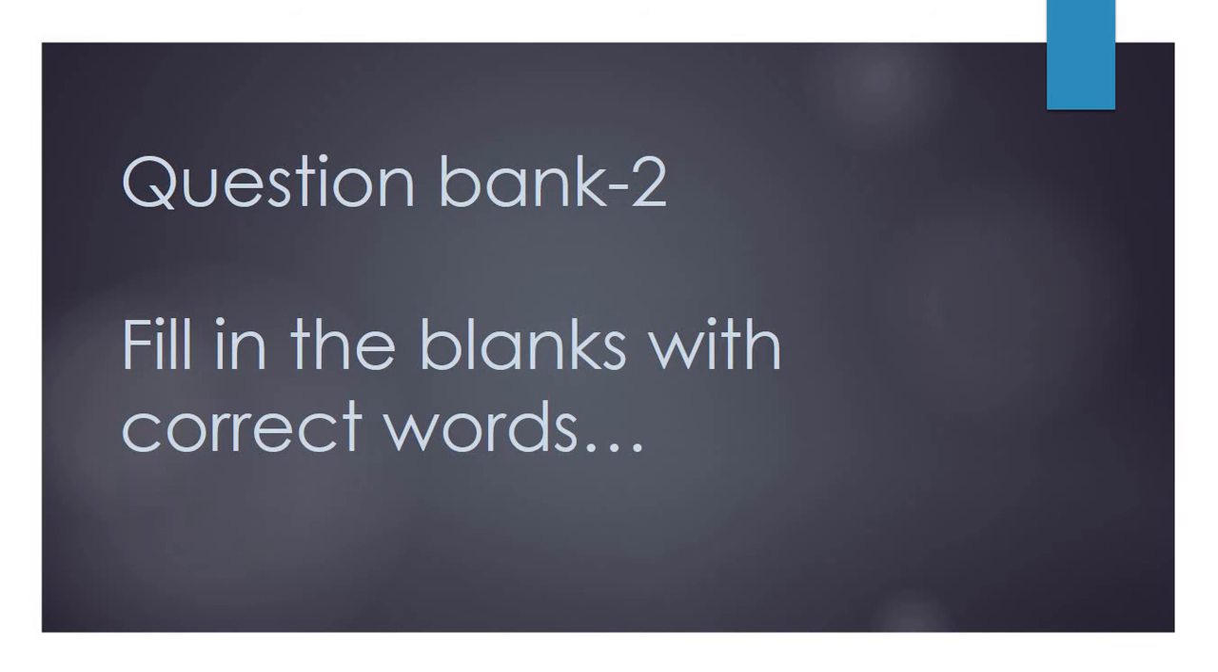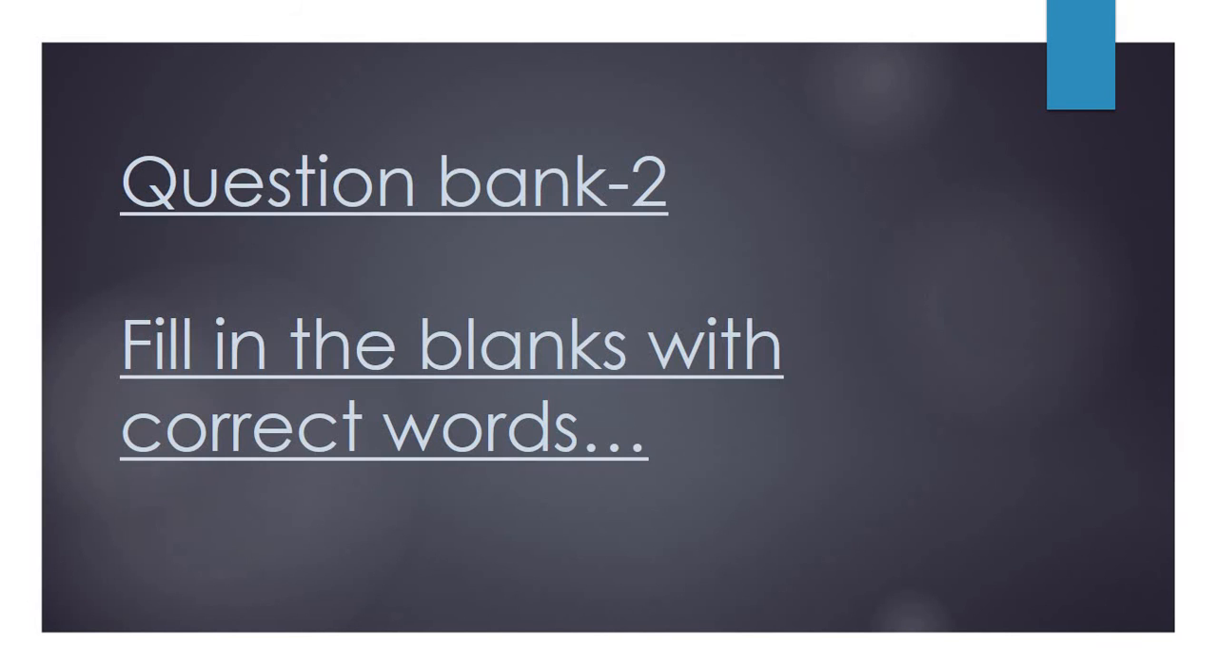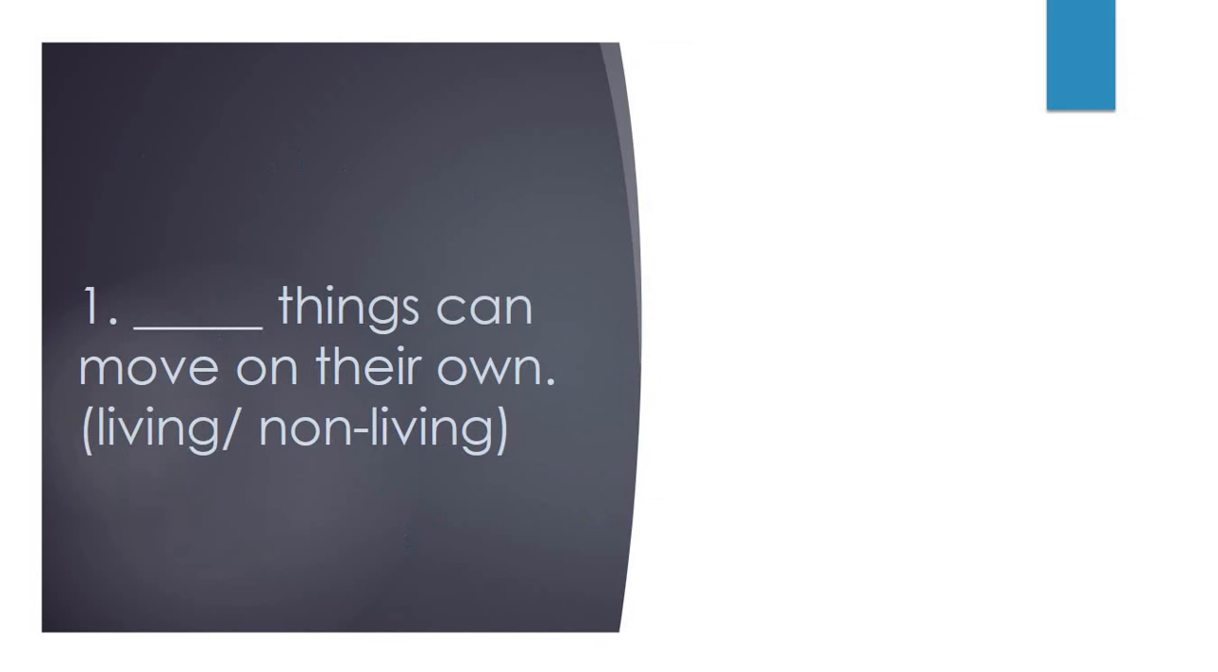Okay, what you have to do is, in fill in the blanks with the correct words, you have to just write the answers. Options are provided. You have to choose the correct word and fill in the blanks. So just write the answers. I hope you have given the heading. Let's get started. Number 1. Dash things can move on their own. Options are, as you can see in the brackets, living or non-living.